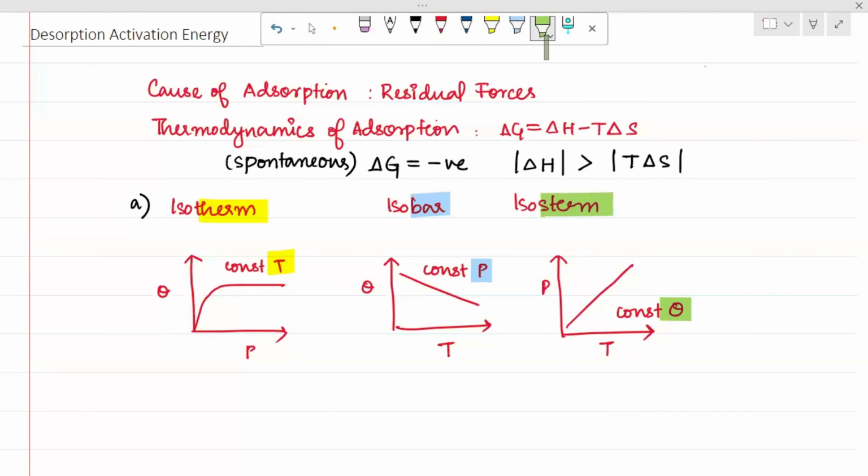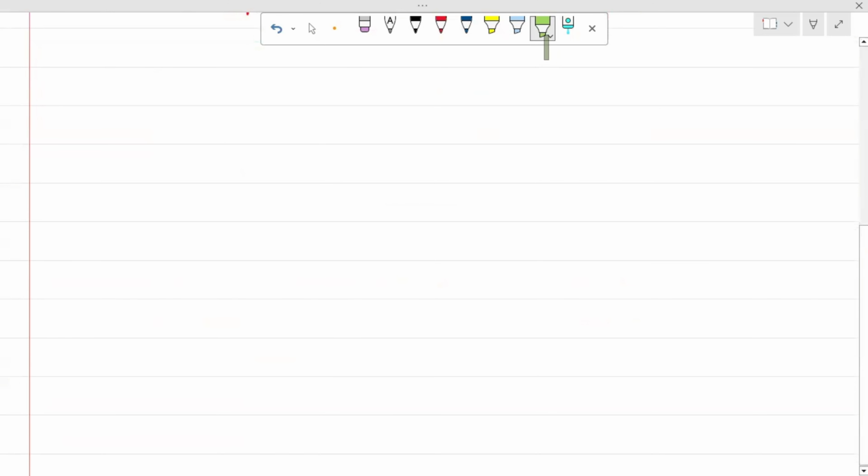Now, let's begin today's session, which is a numerical based session. The topic, as discussed, is desorption activation energy. We are talking about physisorption in particular, and physisorption, we know, is governed by very weak bonds. Not even bonds, van der Waals forces of attraction.